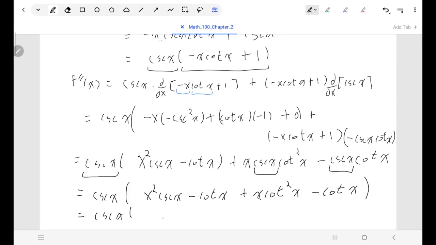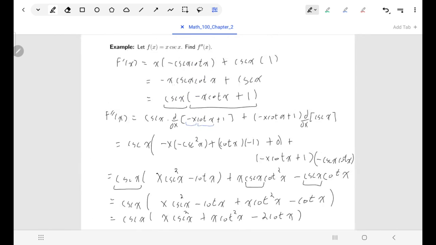So I've got an, oh, I just noticed I got a little sloppy with my writing and this square migrated. Shame on me. Minus x times cosecant squared. It was the cosecant that was squared, not the x. Good thing I noticed that. Okay. And there we go, we have our second derivative.